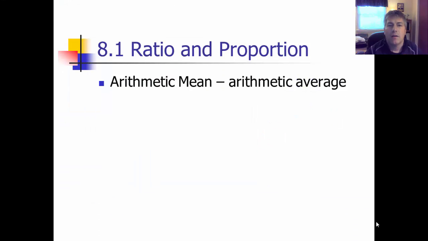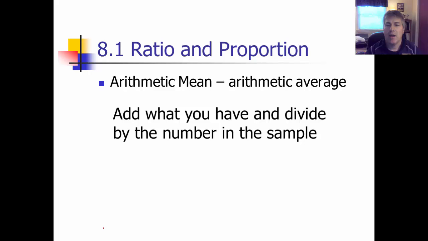Continuing with our studies here of ratio and proportion, another thing that we're going to see here is the arithmetic mean, which is simply the average. So if we're going to find the arithmetic mean of something, that just means we are finding the average. If we wanted to find the average of our math scores for our class, I'd add up all the scores for the entire class and divide it by the number of students who took the test. So you add up what you have and you divide by the number in the sample.